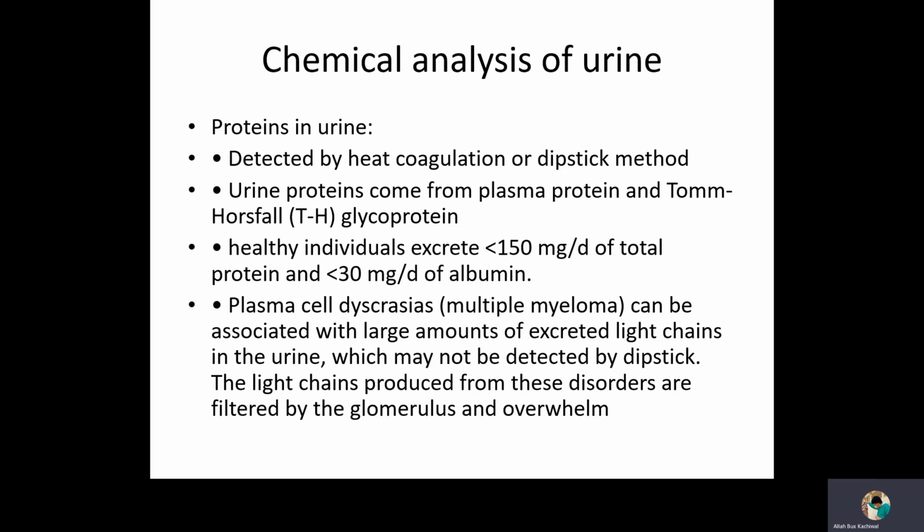Proteins in urine are detected by a heat coagulation or a dip method. The urine proteins come from plasma proteins and Tamm-Horsfall glycoprotein. Healthy individuals excrete 150 mg per day of total protein and 30 mg per day of albumin. Plasma cell dyscrasia and multiple myeloma can be associated with a large amount of free light chains in the urine, which may not be detected by a dip method. The light chains produced from these disorders are filtered by the glomerulus.